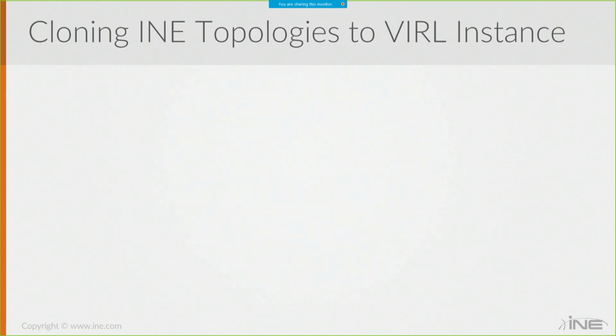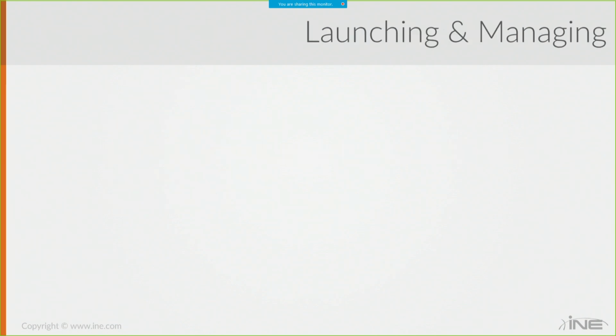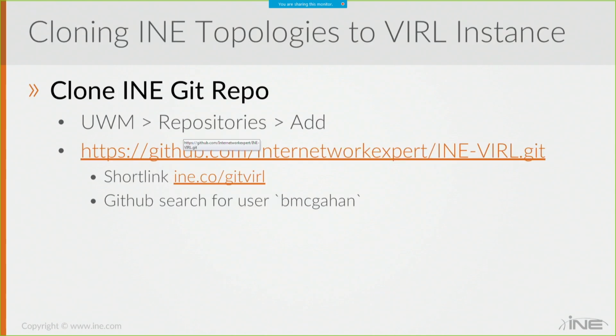Okay, so we log into user workspace management. Now we're going to get to the point where we're going to download the topologies. Specifically, in this case, we're going to clone the INE Git repo. And then once that's done, we can go ahead and actually launch the topologies. So specifically, what you need here is this URL, which is github.com/internetworkexpert/ine-virl.git.